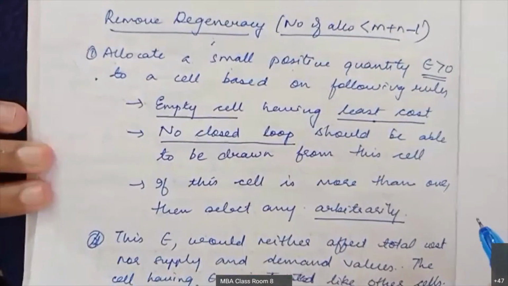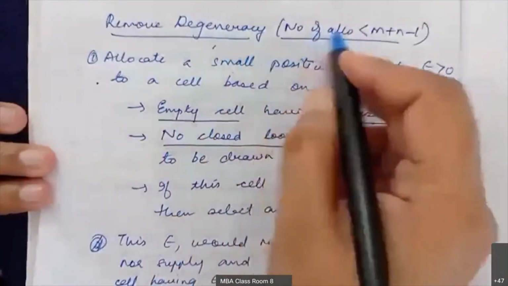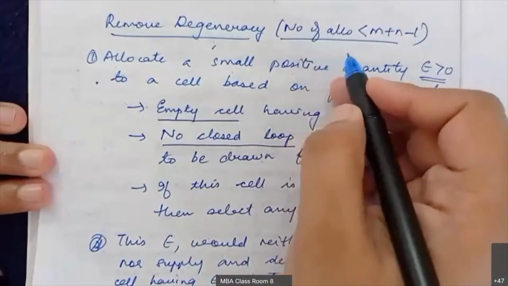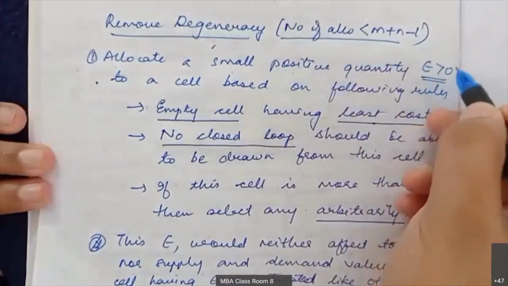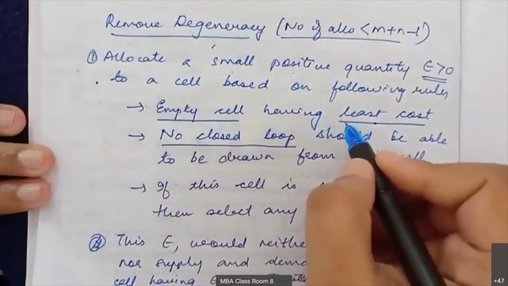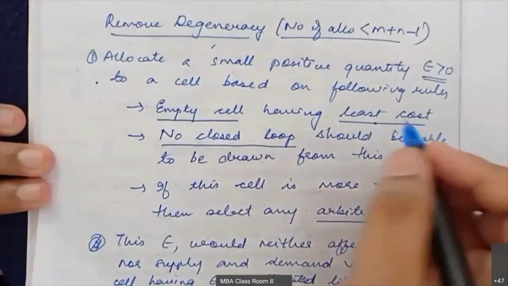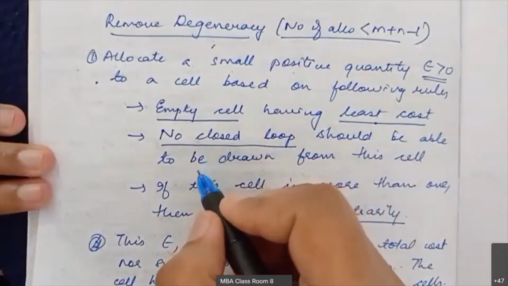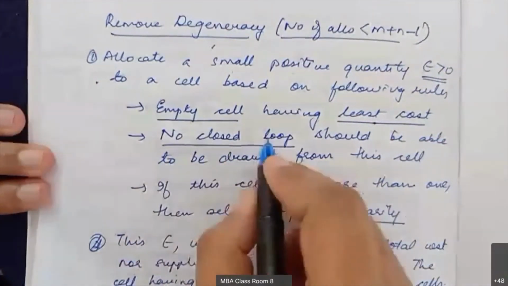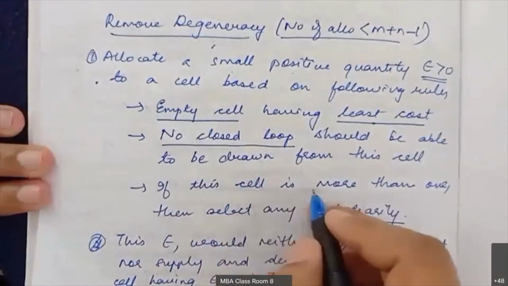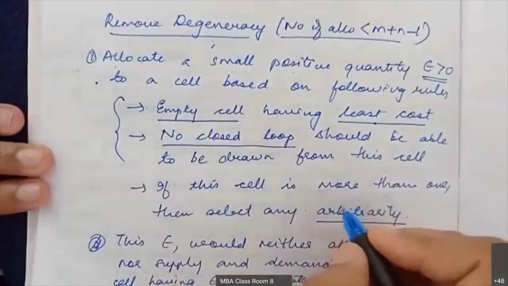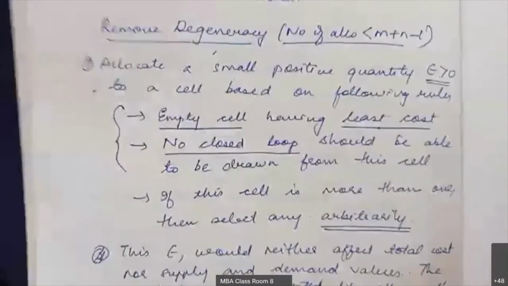So, why does degeneracy occur? Because the number of allocations is lesser. So what is our aim? To increase the number of allocations. For that we select a cell and allocate a small quantity called epsilon. How will you select that cell? We have to select an empty cell having the least cost from our matrix, and if you start drawing a closed loop from it, you should not be able to form a closed loop. That is the rule. And if there are two cells with the least cost following all these conditions, you can select any cell arbitrarily.